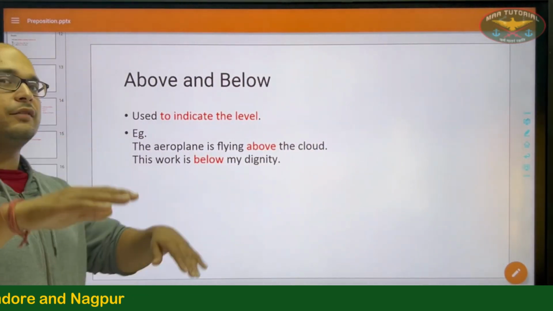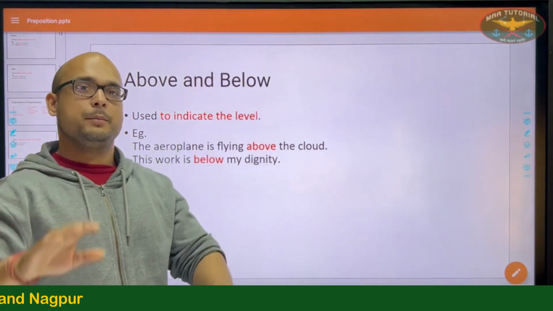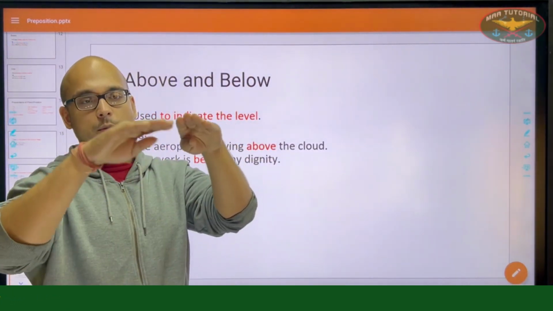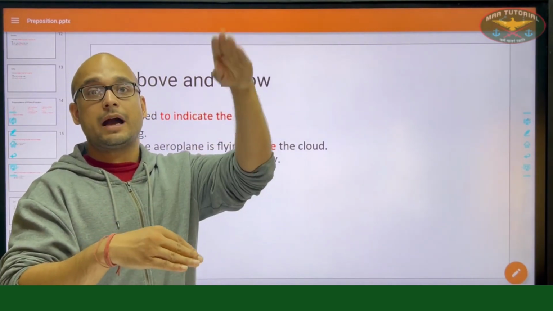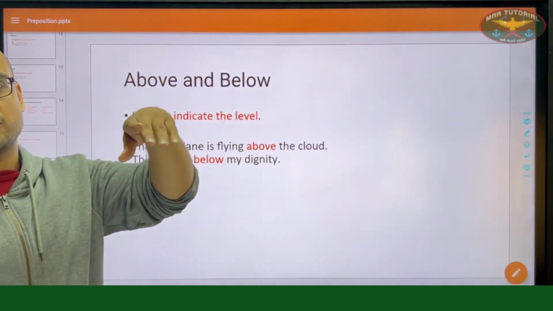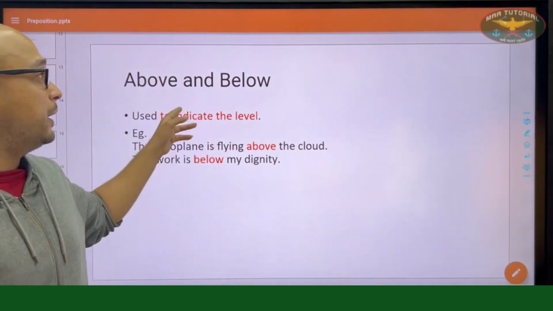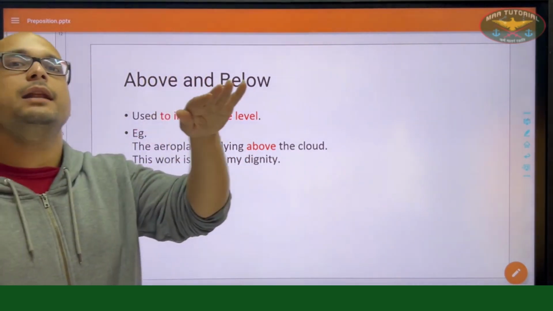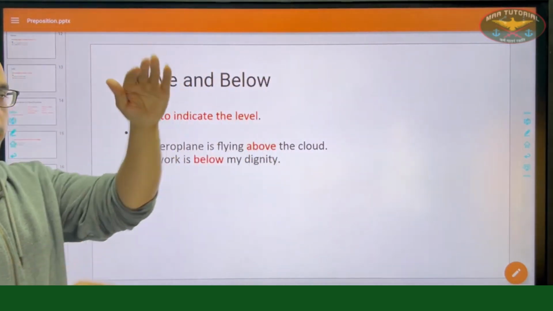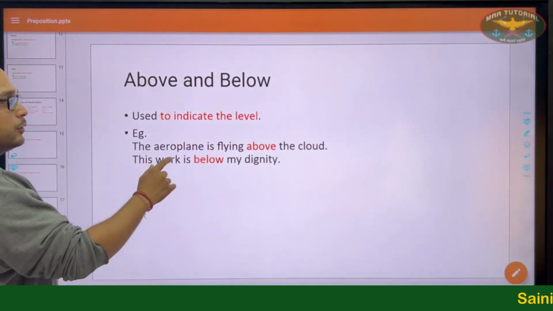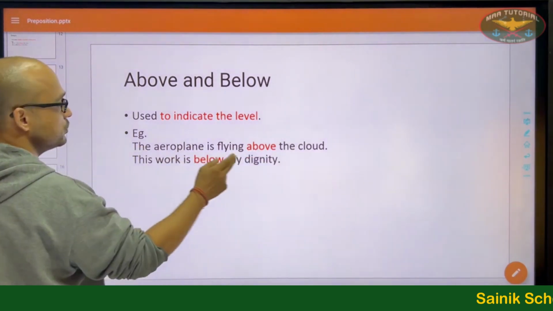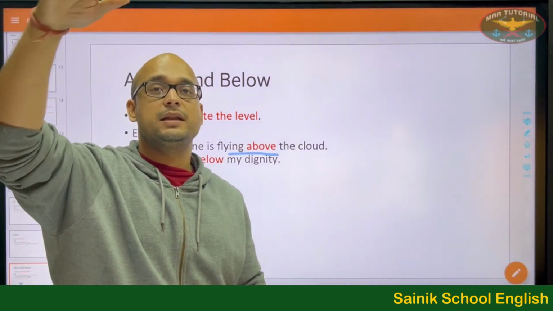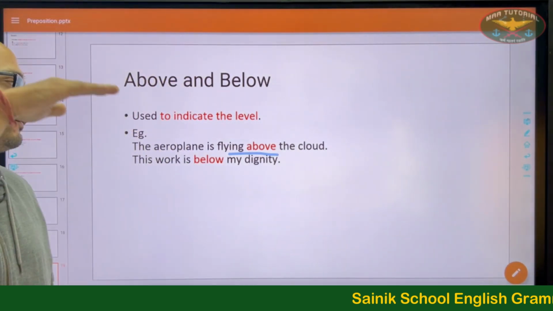Then we have above and below. Used to indicate the level. The level of something, above and below. Above means which is higher than something else, and below means something which is lower than something else. So like up and down were used as prepositions of direction for higher level and lower level, above and below are used as prepositions of position or place for a higher level or lower level. The aeroplane is flying above the clouds. So the level of the aeroplane is higher. It is above the cloud.